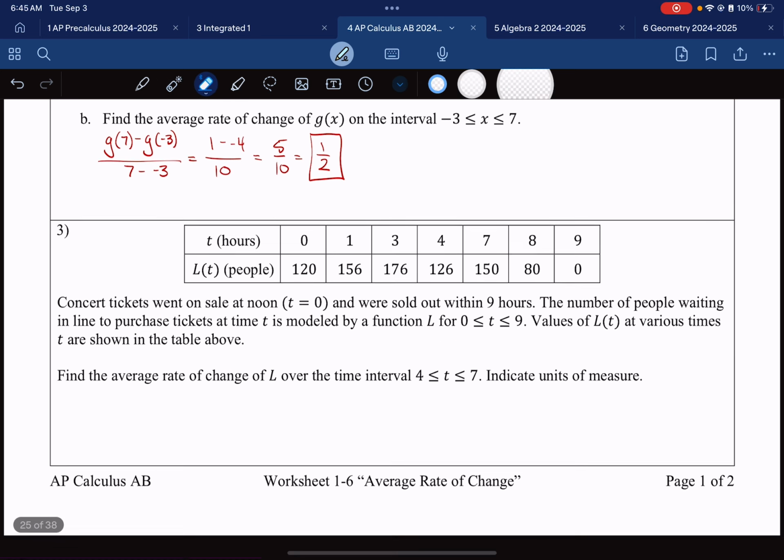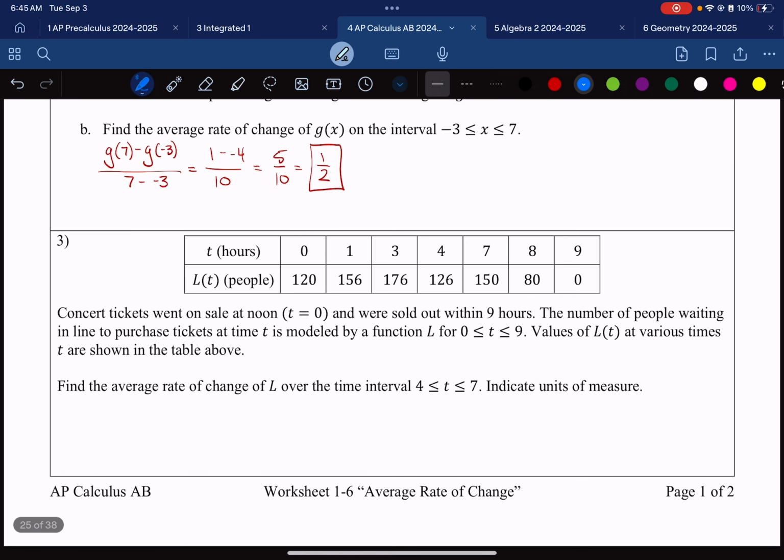All right, so moving on to number 3. We have this table, and it represents the number of concert tickets, and yep, we have a bunch of information. The only thing that I care about is the average rate of change. Again, I cancel that out for the word slope. The slope between 4 and 7. So I can ignore everything else. Don't care about any of those. Don't care about any of those. I specifically care about those 2 points and nothing else.